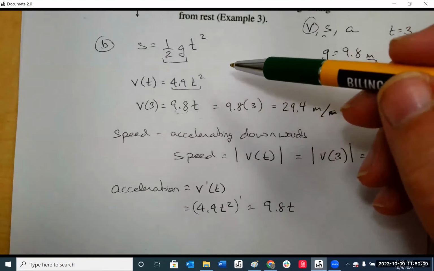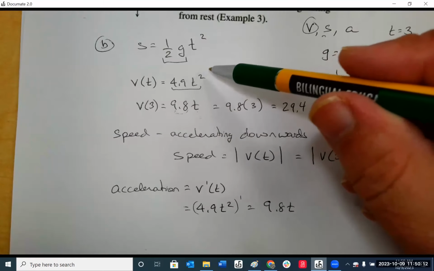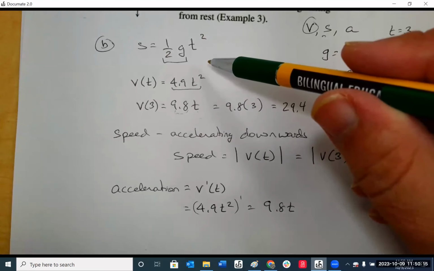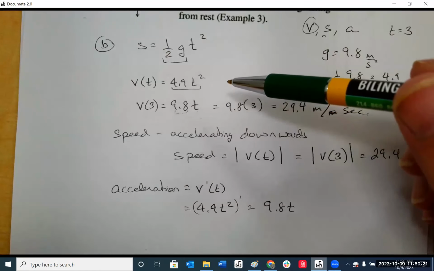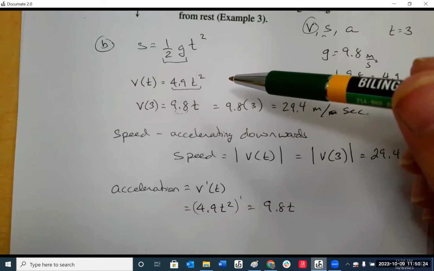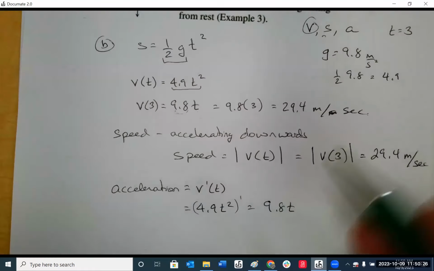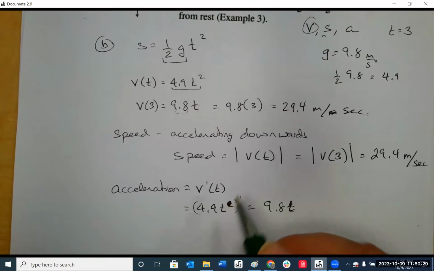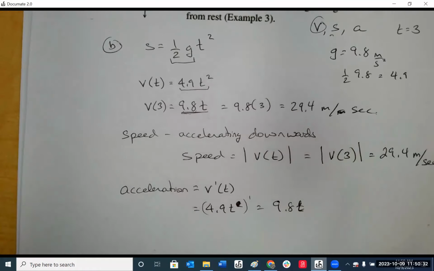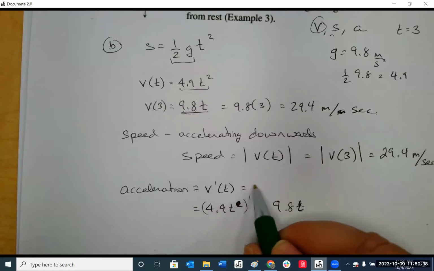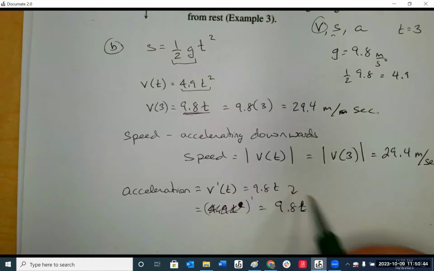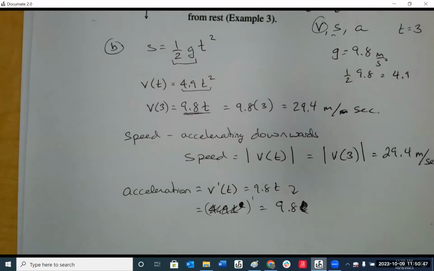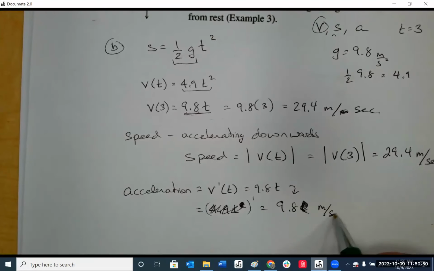The velocity is 4.9 t squared. No, it's not, because it's just t. It was 9.8t. That's the velocity. So 9.8t, the derivative of it is 9.8. It's a constant. Meters per second squared.